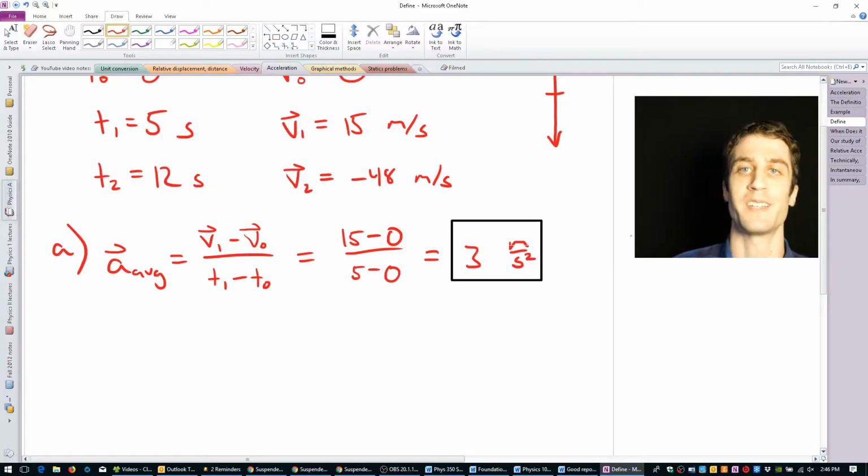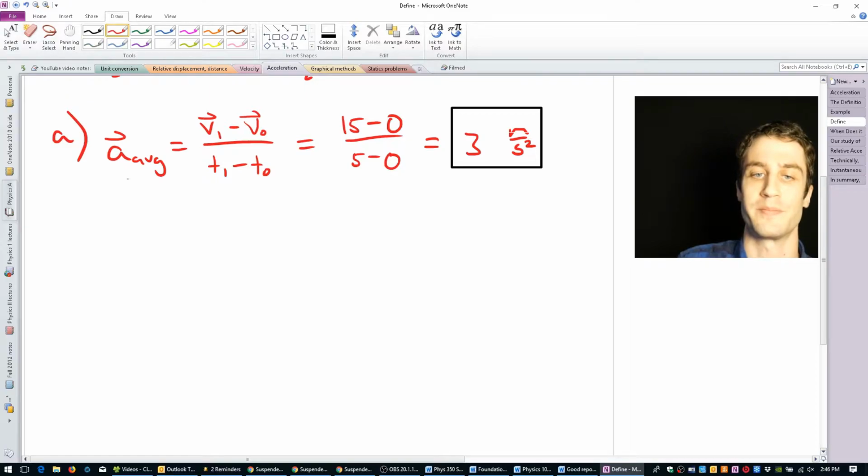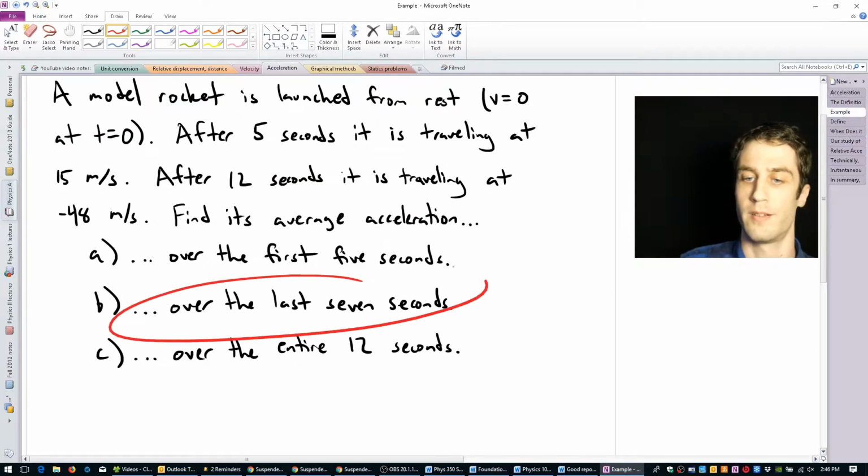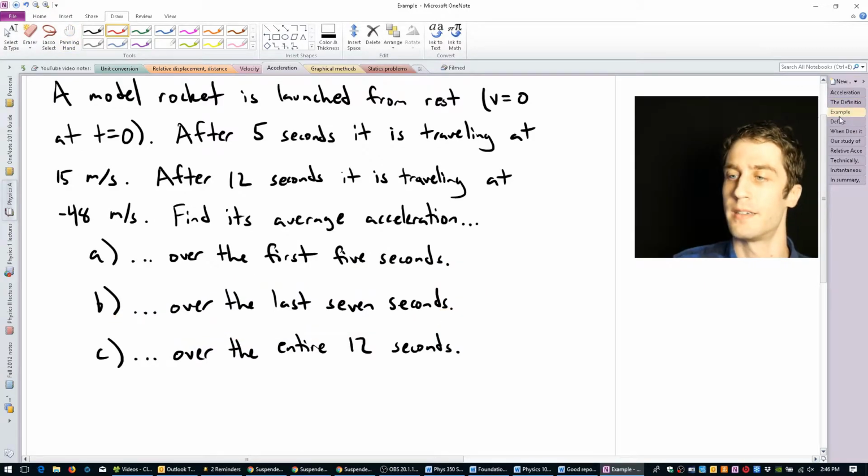Don't write meters per second. You have to write meters per second squared. Those are the correct units. Part B, as for the average acceleration over the last 7 seconds. Or the last 7 seconds there.